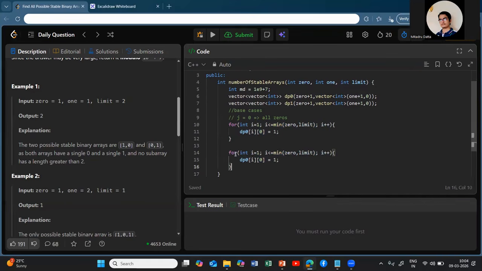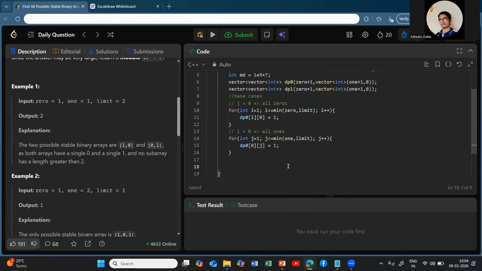Very similarly, you write this for i equals to 0. It means that all are ones. How many ways of filling all ones? One way to fill all the ones. But you need to have your iterating variable as j, and the minimum of ones and limit. I hope the base cases are very clear and there should not be any doubt in this.